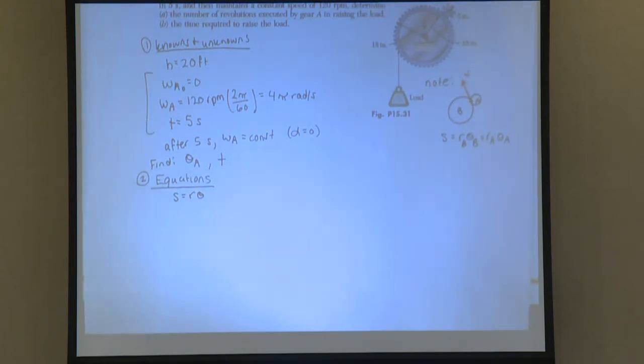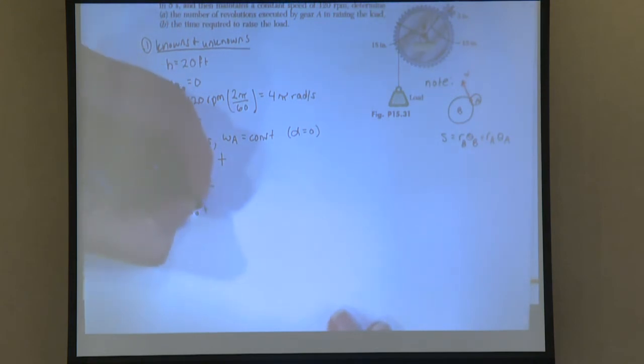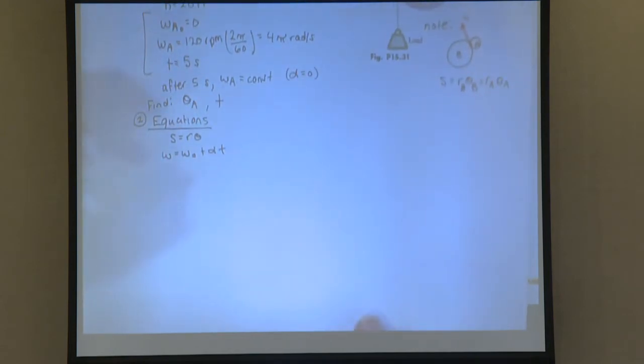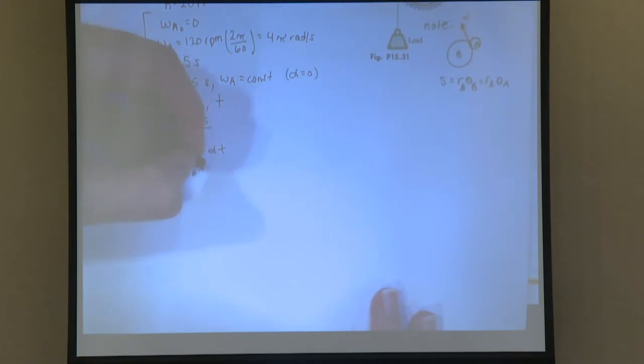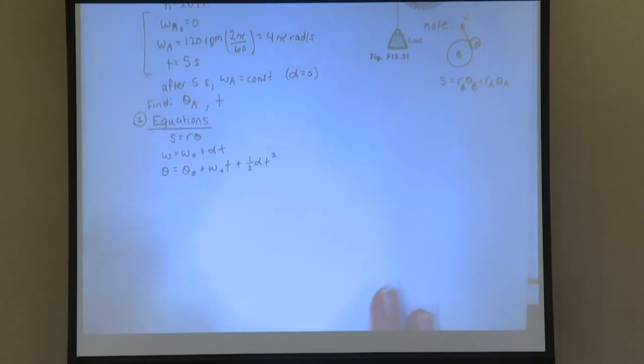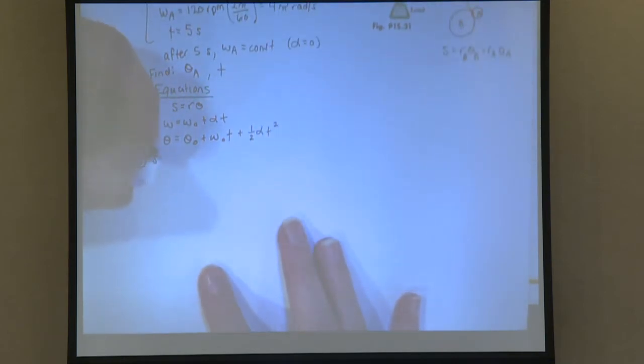It's constant acceleration, right? Do you guys remember the equation for constant angular motion? Very good. And then we have one more that'll probably be useful for us. I'll write it down. Theta equals theta naught plus omega naught t plus 1/2 alpha t squared. Those will probably be helpful. So now we can just start solving. Step 3, solve.